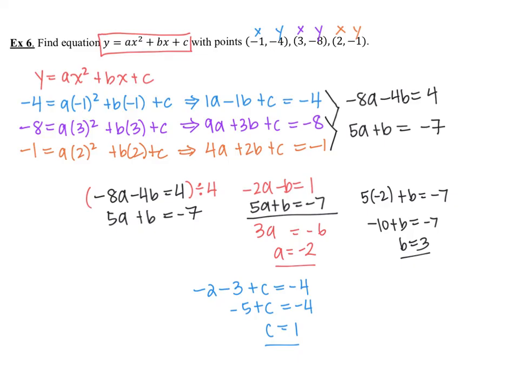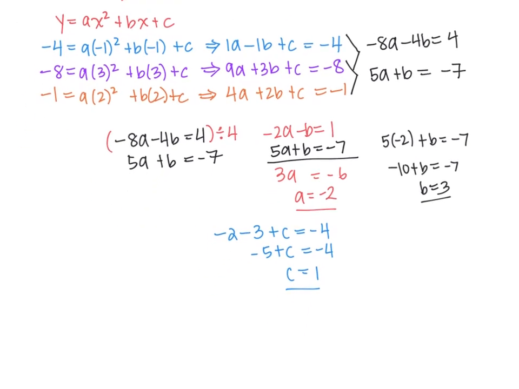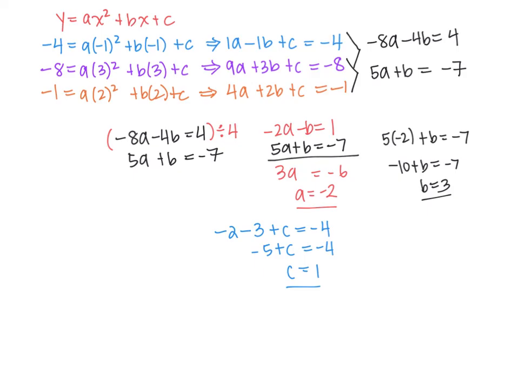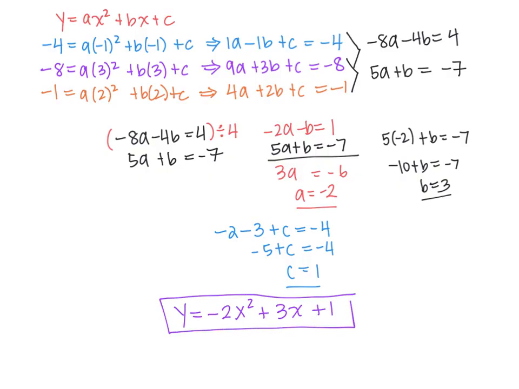I'm not just trying to solve for a, b, and c, even though that was the hardest part of the whole situation. So now I need to actually write the equation. The equation is y equals ax squared plus bx plus c. So y equals -2x squared plus 3x plus 1. If you wanted to check your answer, if you plugged in the original 3 ordered pairs, they should check in this equation.